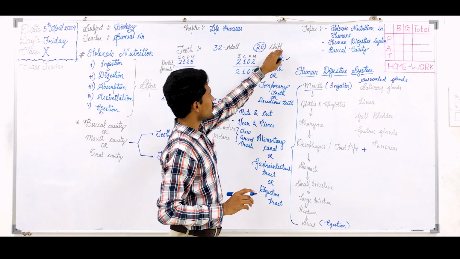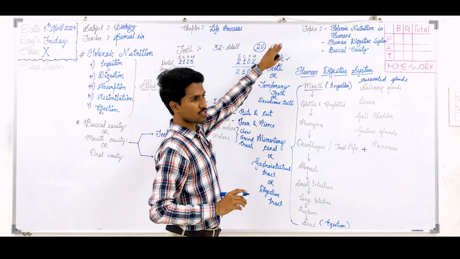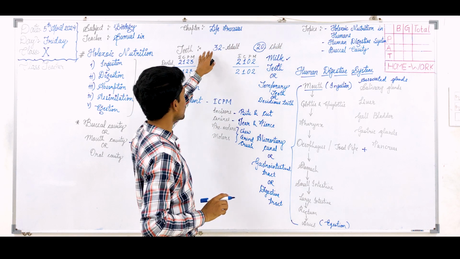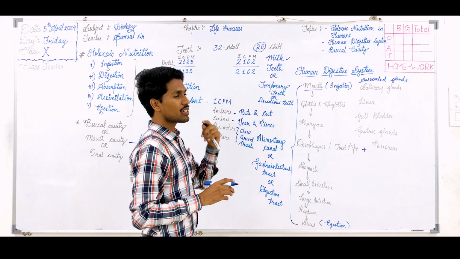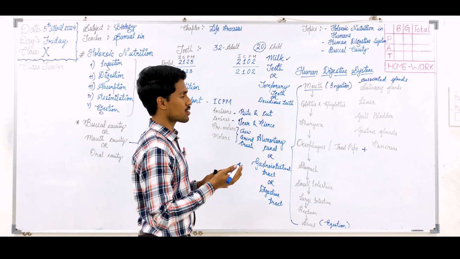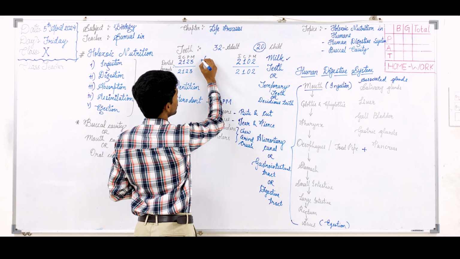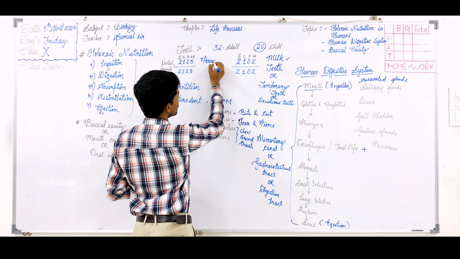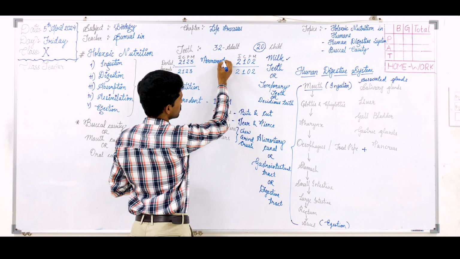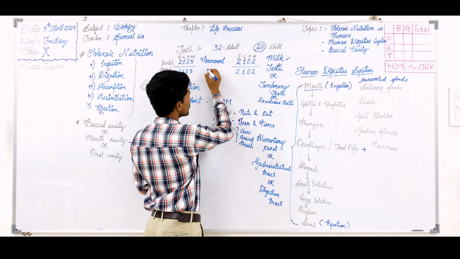Once the child stops the childhood stage and enters the teenage, from there to adult stage, at that time the teeth will be replaced with a new set. That is permanent teeth. So it is for a short duration. That's why it is called temporary teeth or deciduous teeth.